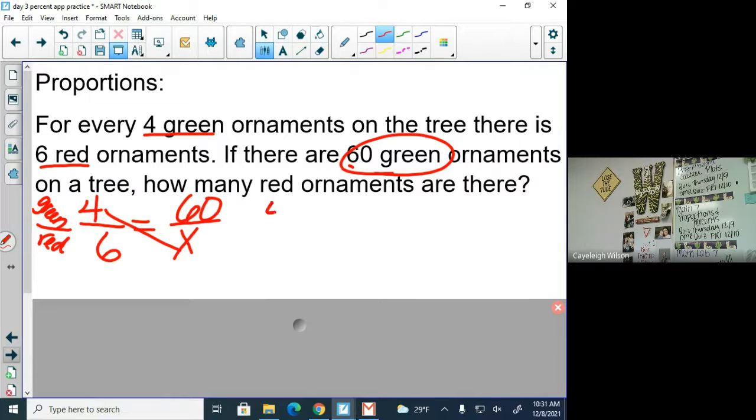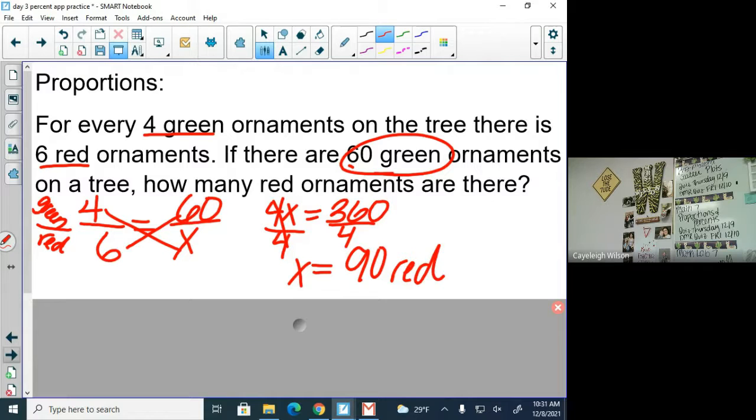So 4 times x is 4x. 6 times 60 is 360. Divide by 4. How many red ornaments are there? 90. 90 red ornaments. So it may not be a percent proportion, but this one didn't ask us for percent. It didn't ask us for part or whole of something. They just said that if I have 4 green for every 6, how many red do I have for 60 green?